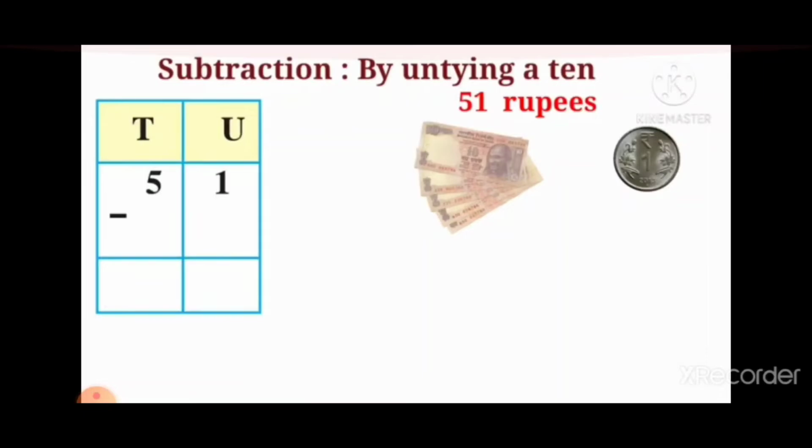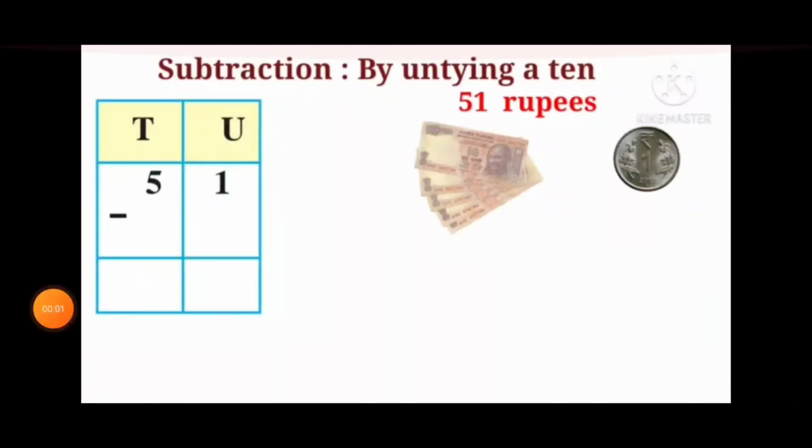Now let us see this example. Subtraction by untying a 10. That is, we have to borrow. So subtraction by borrowing. And here, since we have a two digit number, tens and units, we are going to untie a 10 to help us borrow.